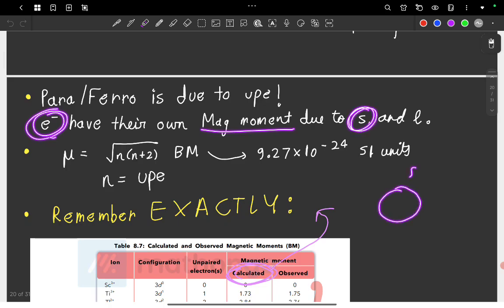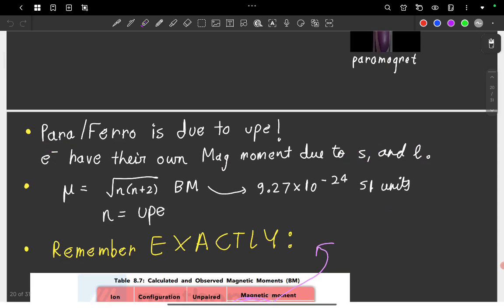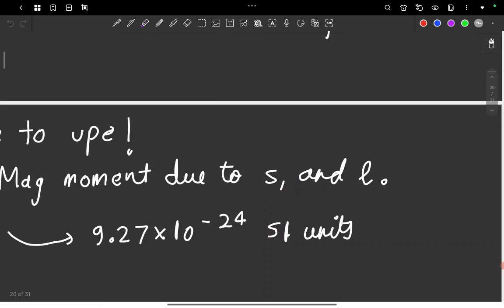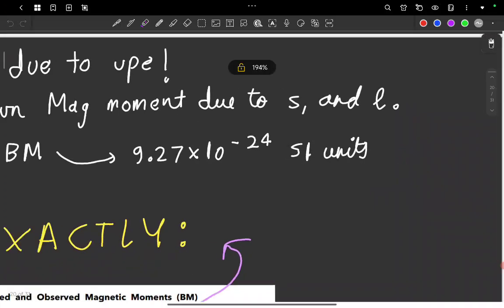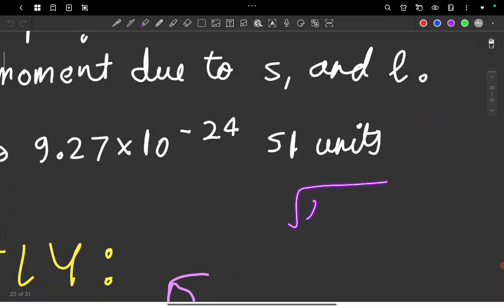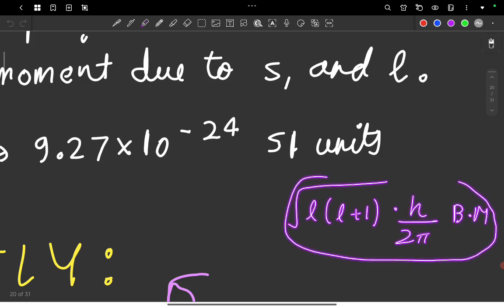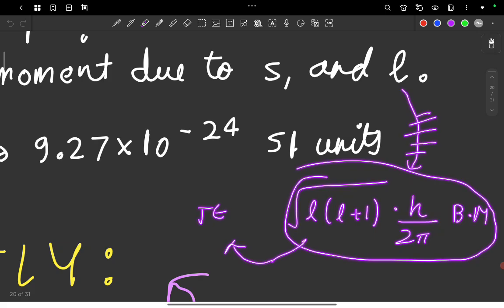Like, if we consider electron to be a spherical entity, it is spinning about its own axis, and there is the orbital angular momentum. Spin formula, I don't think you need to know, but for the orbital angular momentum, there is a formula: root of the subsidiary or azimuthal quantum number l into l plus 1, into h over 2 pi Bohr magnetons. This is the formula for the orbital angular momentum, and a direct question from this has been asked in JEE 2025.